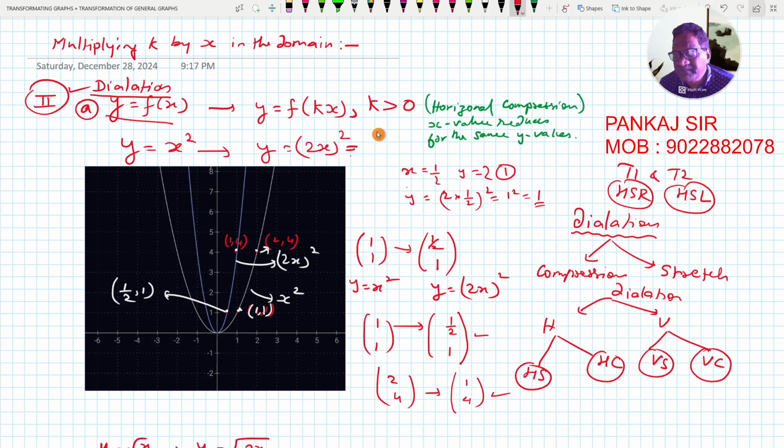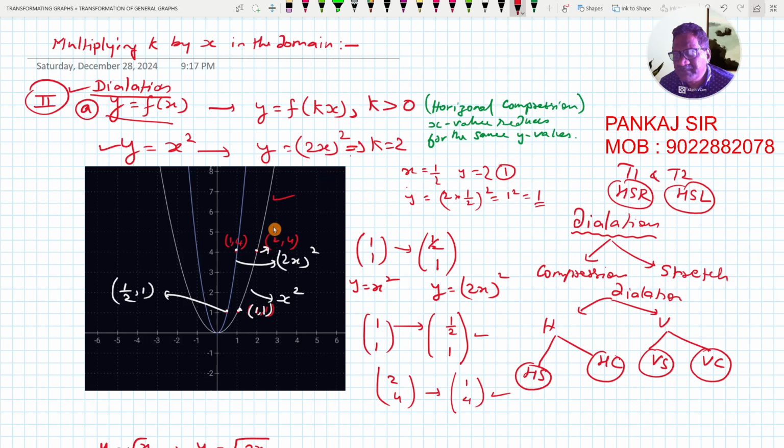Let me tell you by giving you one example. Suppose you take y is equal to x square as your parent function. Can you see your parent function is the white one? This is y equal to x square, the parent function. Now suppose in the parent function, inside the bracket, that x you are multiplying by this number 2. So your k is 2, which is a positive number. So when you do that, what will happen? Remember that whenever you do this type of transformation, that is when you multiply the x by a positive k, what will happen?